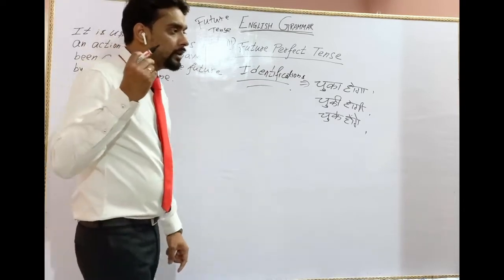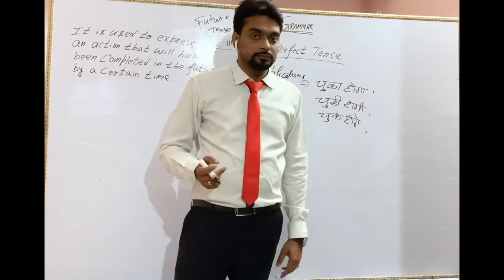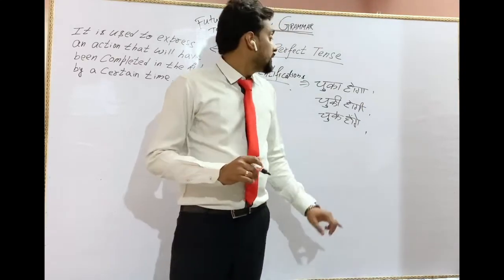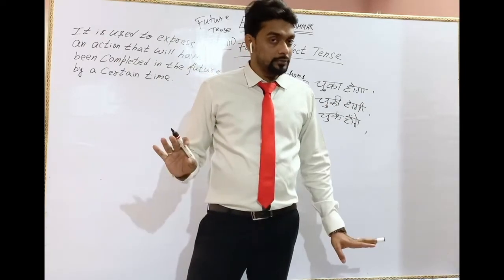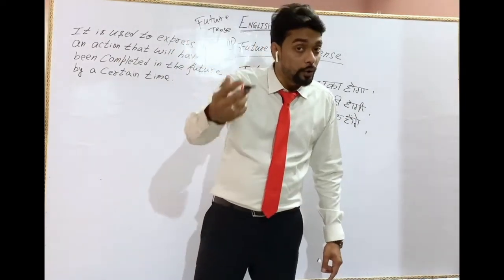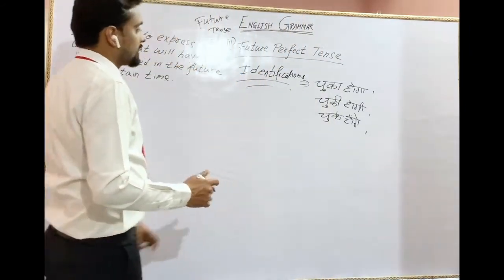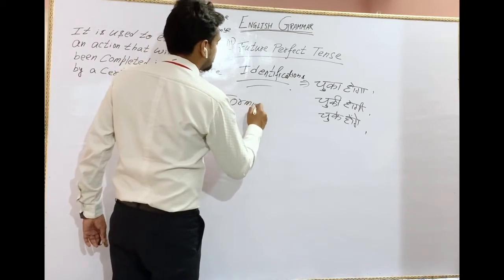For example, वह घर खरीद चुका होगा. Okay. सीता घर खरीद चुकी होगी. Clear? वे लोग घर खरीद चुके होंगे. So these all are the examples of future perfect tense. Let's check out the formula.